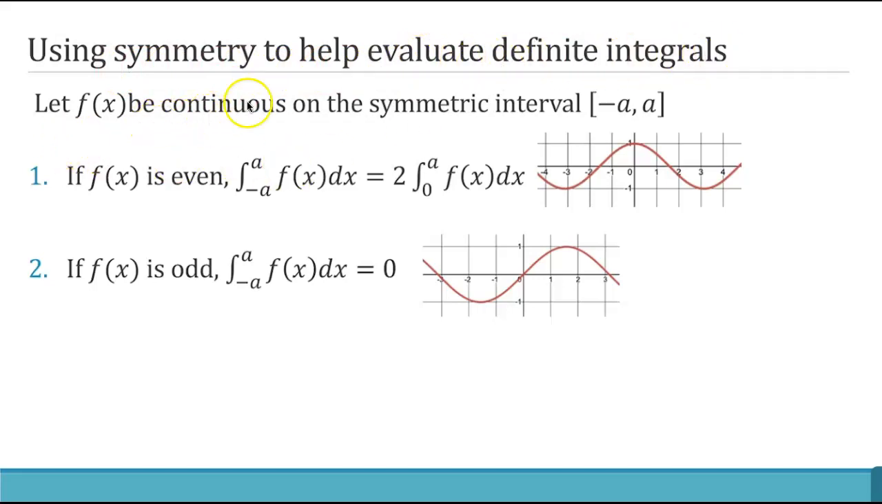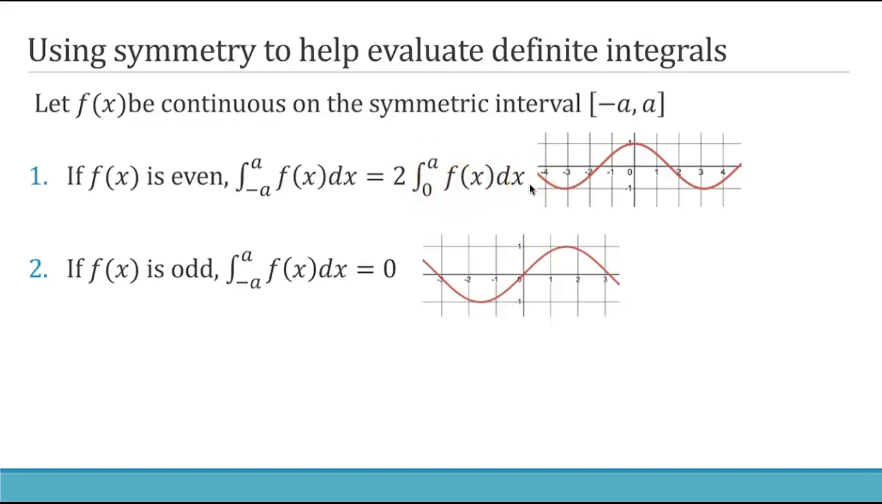Let f of x be continuous on the symmetric interval from negative a to a. First, if f of x is an even function, and we have the integral from negative a to a of f of x dx, that is equal to 2 times the integral from 0 to a of f of x dx. So I think it's best to look at a graph.